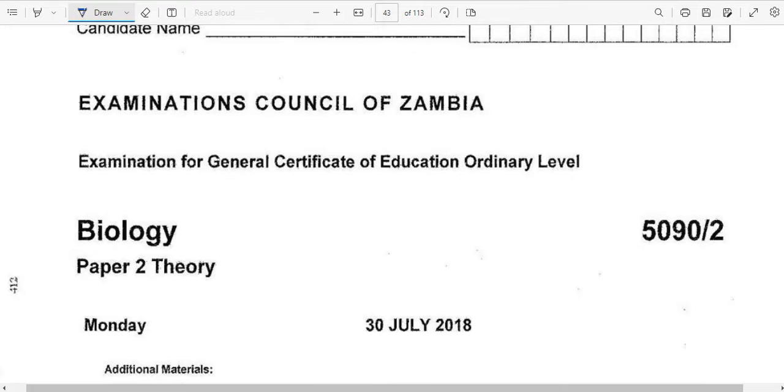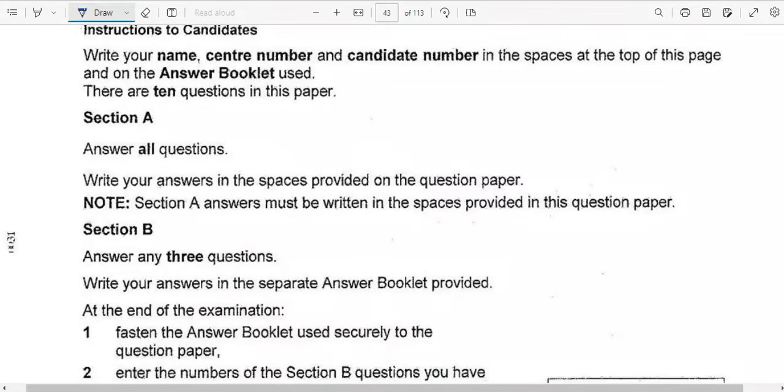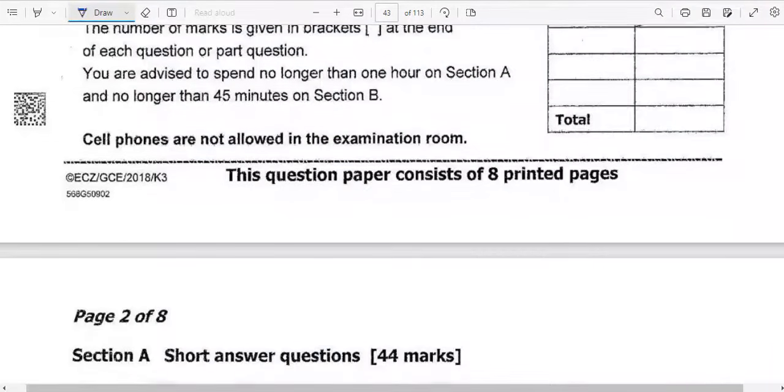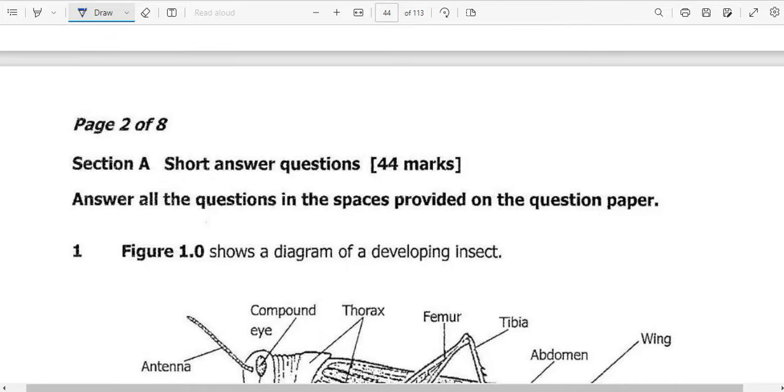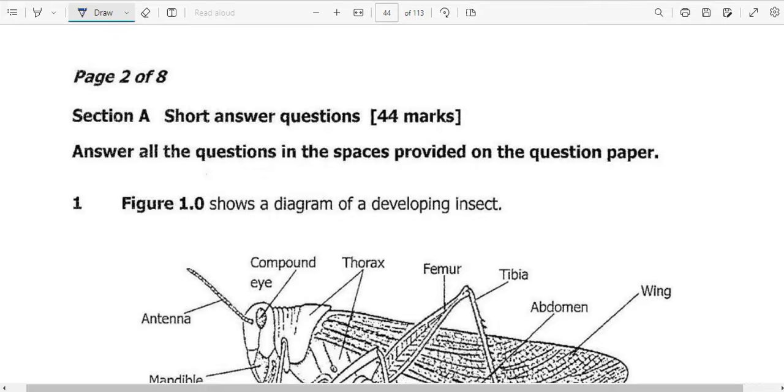In this lesson we want to revise biology paper 2, which was written in 2018 in July. This is the examination for the General Certificate of Education Ordinary Level. So this is the GCE exam, and in this paper we'll look at section A. Section A is short answer questions, which carries 44 marks.